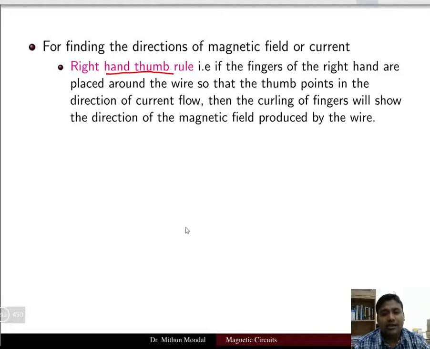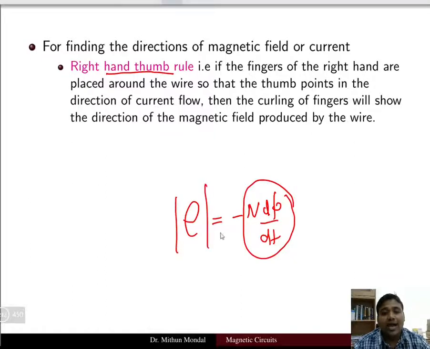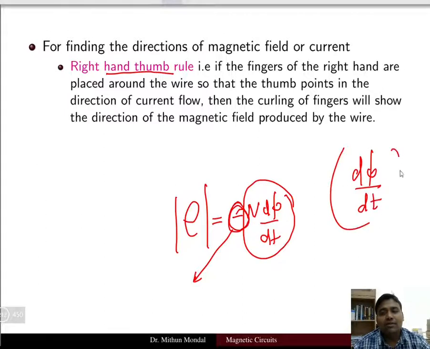Lenz law states that, so again let us revise it. So we have a minus sign, N d phi by dt, where N d phi by dt is giving you the magnitude of the induced EMF, and the negative sign is giving you the direction of the induced EMF. Lenz law states that this negative sign will create an effect opposite to the cause which produces it. So d phi by dt is the cause, because the rate of change of the flux will result in the production of the EMF.